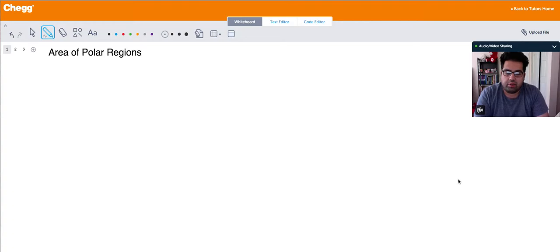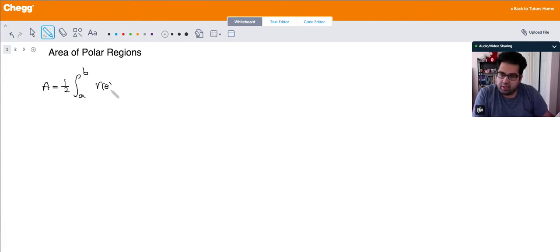Today we are talking about area of polar regions. The only formula that you need in order to calculate the area of any polar curve is the formula that I'm writing here. That's A equals 1/2 integral from a to b of r of theta squared d theta. R of theta is basically the radius as a function of the angle theta.